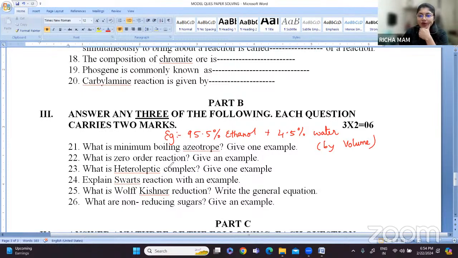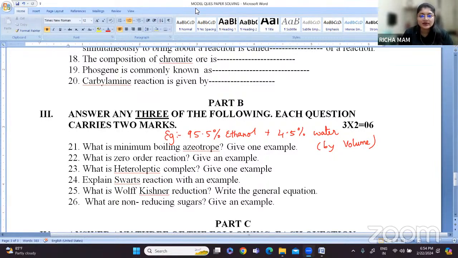Now the second one you have to answer. What is zero order reaction? Give an example. Here is how the marks are divided: for the definition 1 mark, for the example 1 mark. If you write only the correct definition, you get 1 mark. If you write only the example, you get 1 mark. And if you have written both, you will get 2 marks. Kalki has answered: a zero order reaction is a chemical reaction in which the rate is independent of the concentration of the reactant. Yes, good. Your answer is correct.